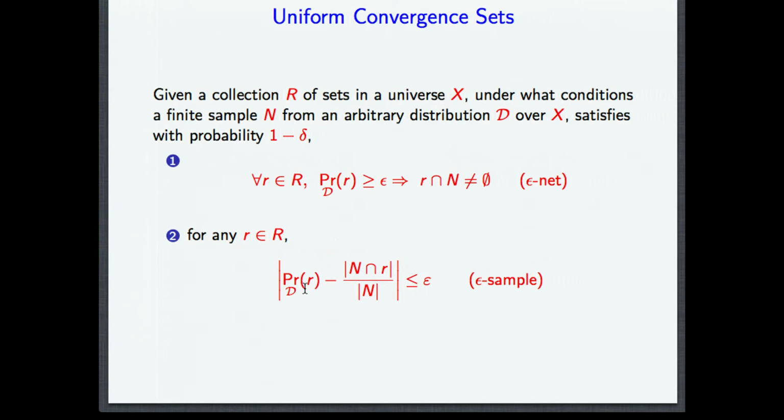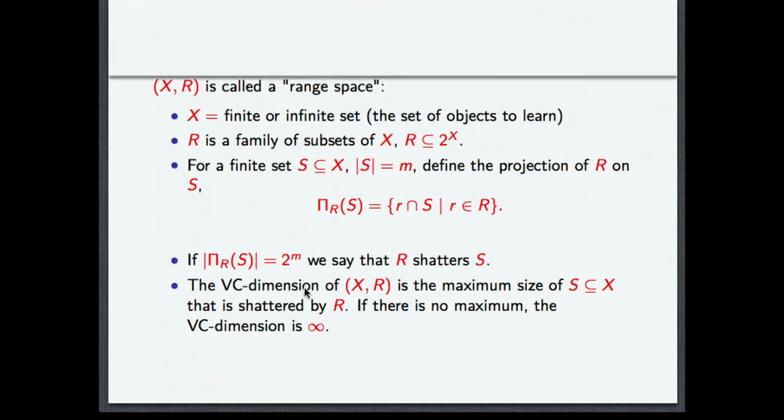And for the unrealizable case, we needed that for any R, the ratio of the intersection of our sample with R approximates the probability of R within epsilon. We call this the epsilon sample. Now, usually, because of PAC learning, we talk about epsilon nets, but for applications that are beyond machine learning, we're actually really interested in the epsilon sample. So I'm going to talk a lot more about the epsilon sample, also assuming that some of you already saw the epsilon net results.